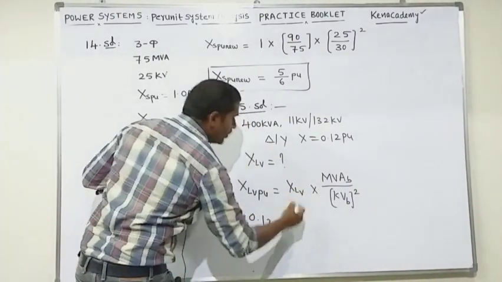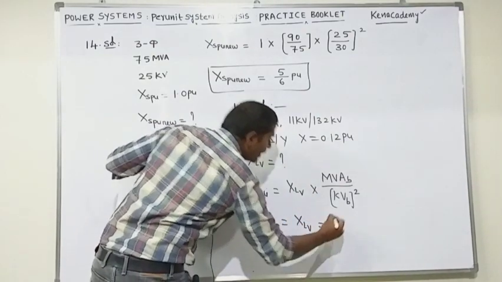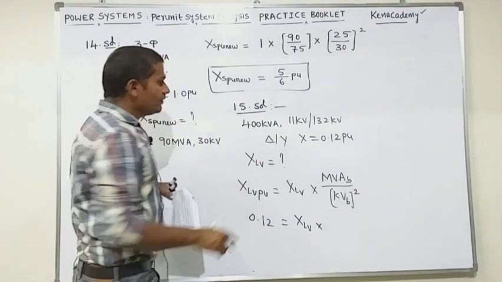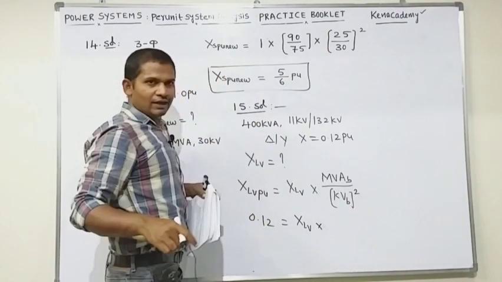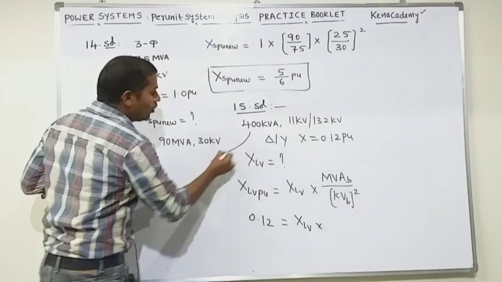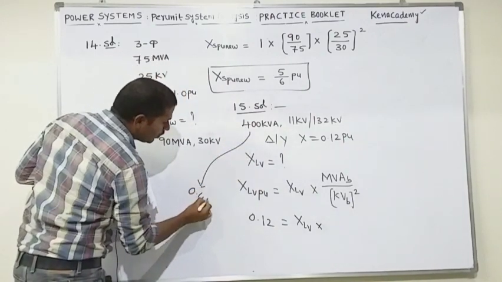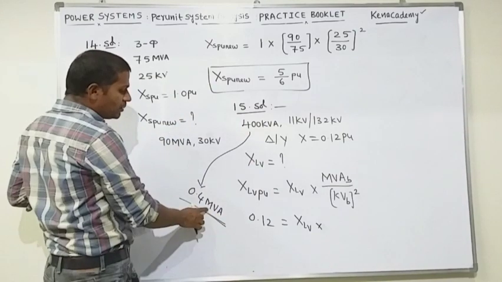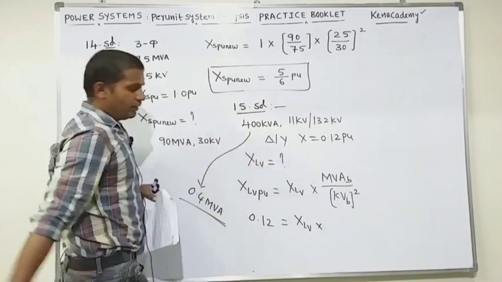You want to find the reactance at the LV side. Reactance at LV side into the base MVA. Base is 400 kVA, but you want to substitute in MVA, and given is kVA. 400 kVA equals 0.4 MVA. Multiply with 10 power 6, we get 400 kVA.